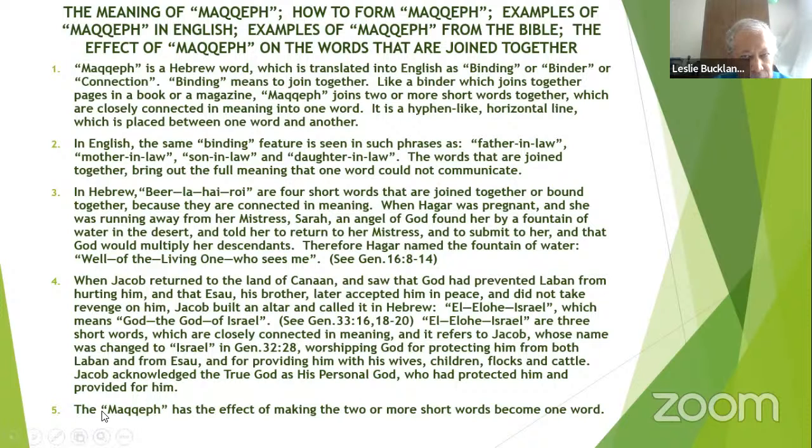Beginning in number 5, the Maketh has the effect of making the two or more short words that it joins together become one word. So what we have are at least two words being joined together to make one word. In English, we would say that it has one idea, but in Hebrew, it actually causes at least two words to become one word. Not just one idea, but one word.